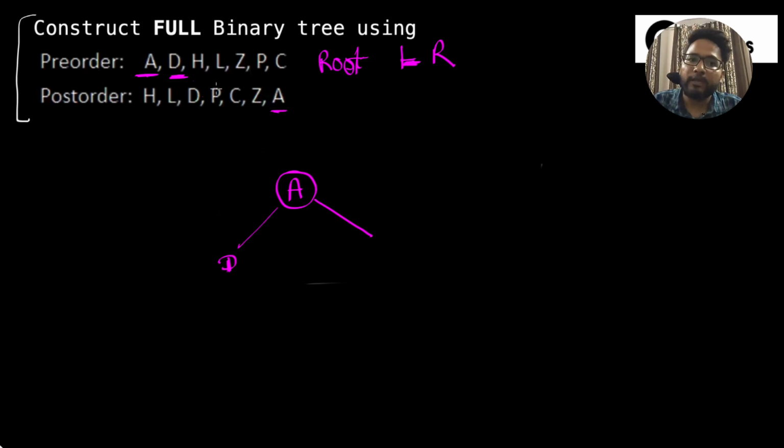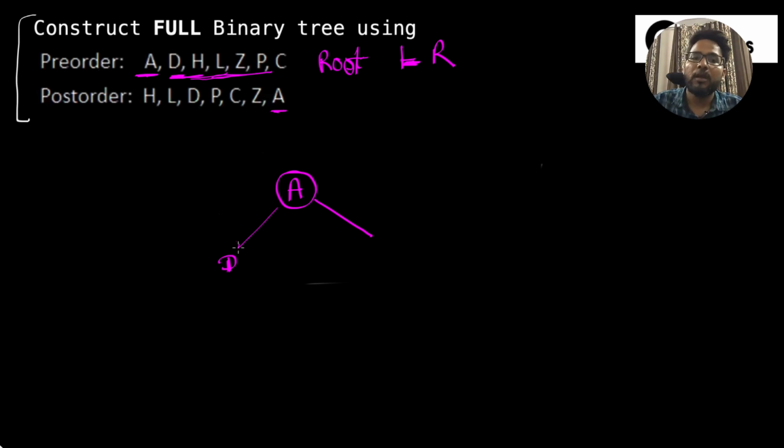Now tell me, can DH be on the left? Maybe. Can DHL be on the left? Maybe. Can DHLZ be on the left? Maybe. Can DHLZP be on the left? Maybe. Can DHLZPC, this whole thing, be on the left? Then your answer is no. Why? Because if everything is on the left, then who is going to sit on the right? So on the right, I need at least one. So basically D will be on the left for sure and C will be on the right for sure. That is also true, but let's not worry about it. For now, let's say that D is on the left.